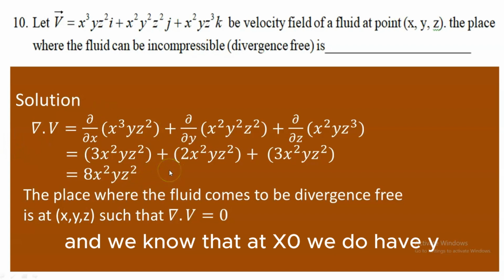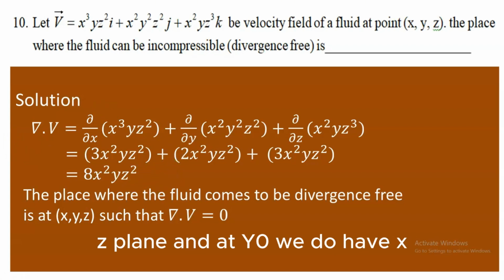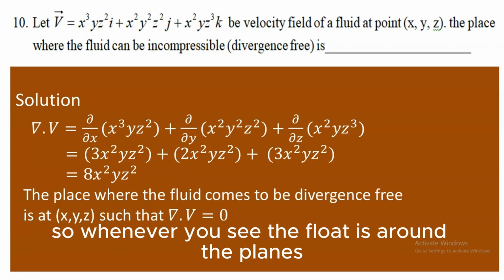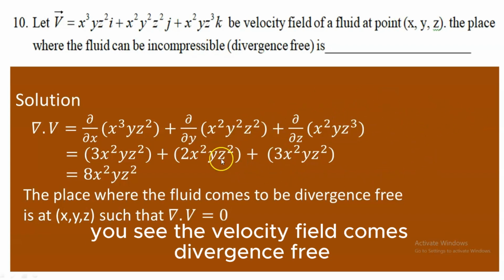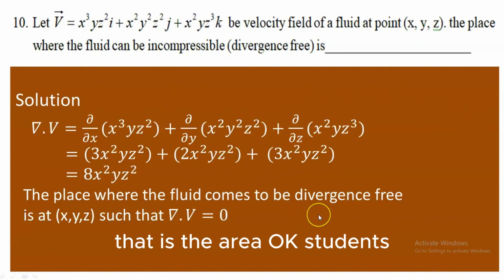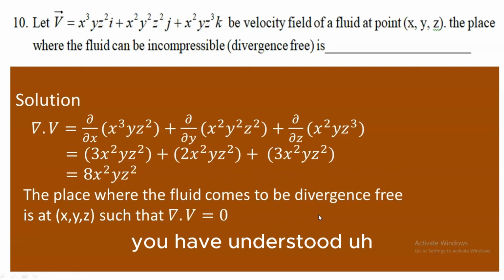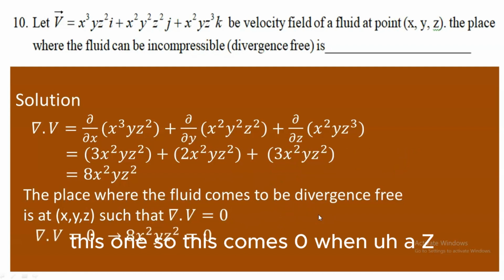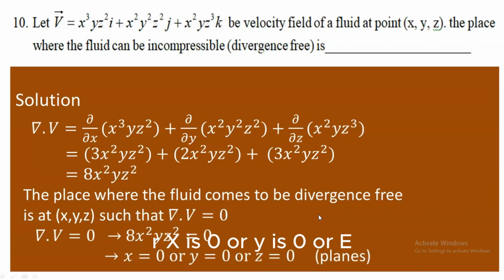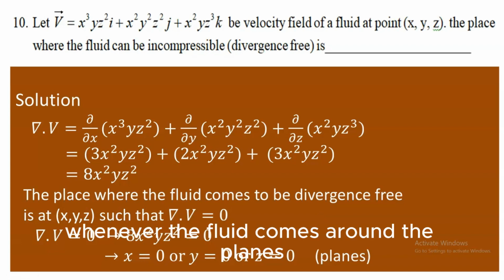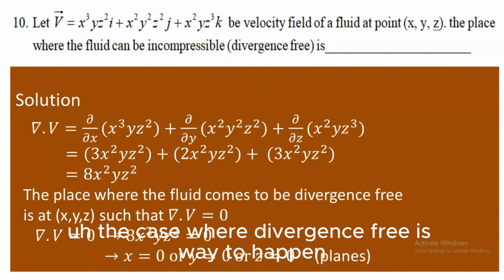And we know that at x 0 we do have the yz plane, and at y 0 we do have the xz plane, and at z 0 we do have the xy plane. So whenever you see the fluid is around the planes, the velocity field comes divergence free. That is the idea. Okay, students, I hope you have understood this one. So this comes 0 when either x is 0 or y is 0 or z is 0. So whenever the fluid comes around the planes, that is the case where divergence free is going to happen.